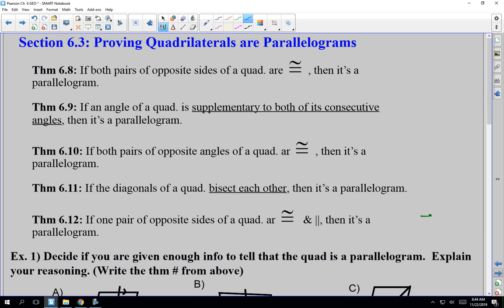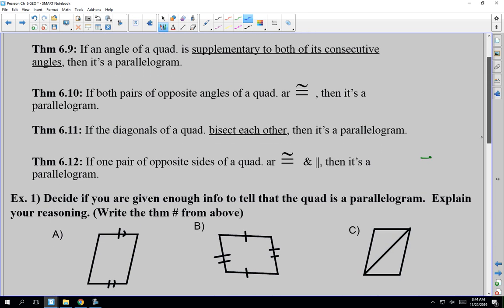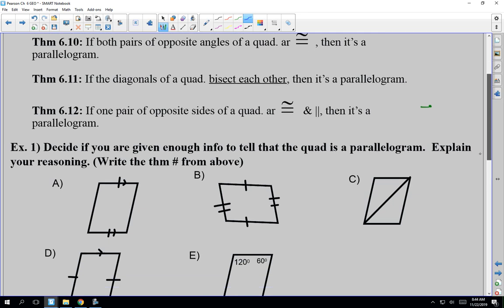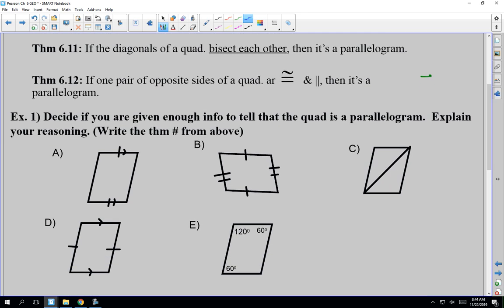So 4 of those are the converse of the theorems from the other section, okay? So we can make them into biconditionals. So if any of those properties that we looked at in the first section are true, then it's a parallelogram. So it says decide, if you're given enough info, to tell that the quadrilateral is a parallelogram. Explain your reasoning. So we're not writing a full proof, just explaining our reasoning.